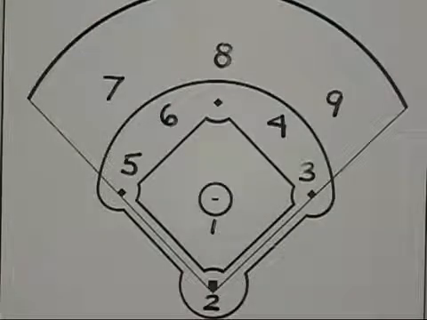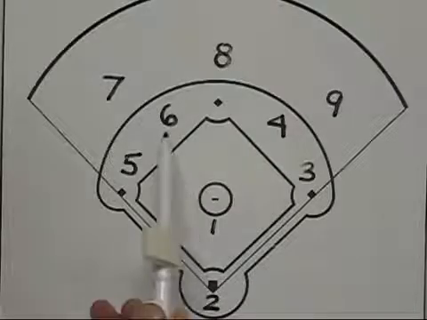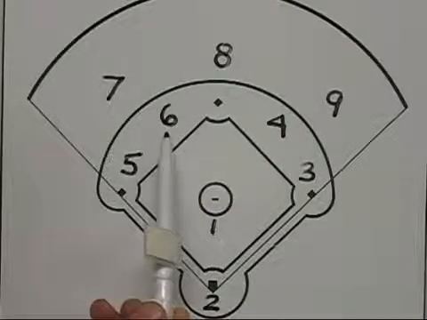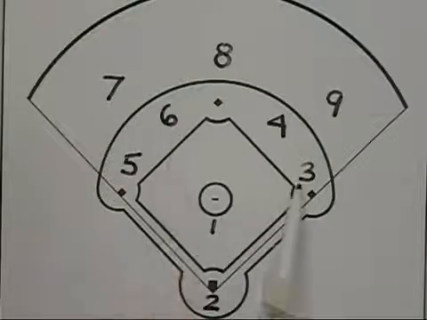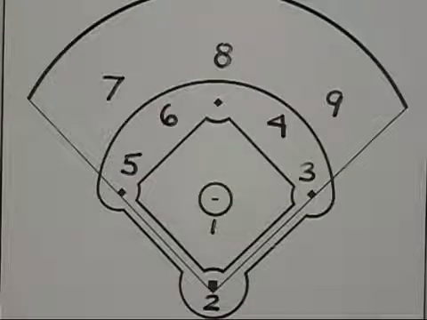Now when a ball is put in play, you write down the number of who it was hit to. So if we had a ground ball to our shortstop, number 6, and he picks it up and throws it to the number 3 player, which is our first baseman, that is a 6-3 play. And that's how you write it in the scorebook.